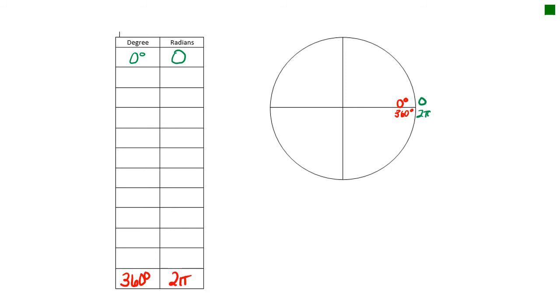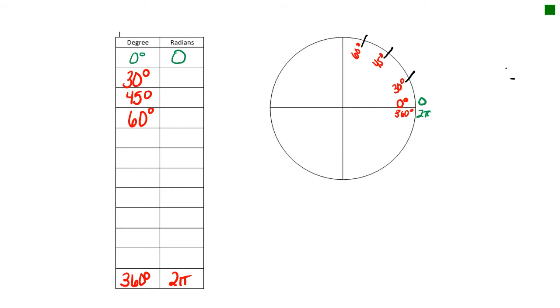All right, now let's talk about some common ones. We're going to talk about 30 degrees, which is about 1/3 of the way in, 45 degrees, which is halfway in, and then 60 degrees, which is 2/3 of the way in. So 30 degrees, 45 degrees, and 60 degrees. Let's talk about what those are in radians.